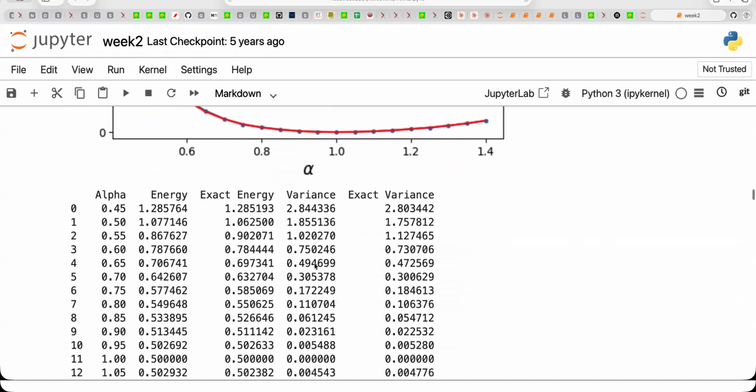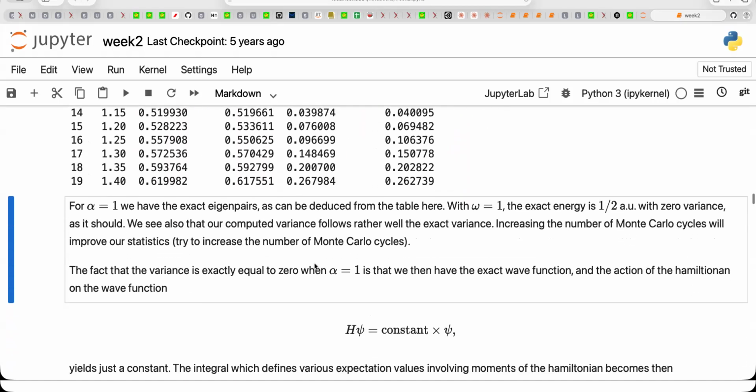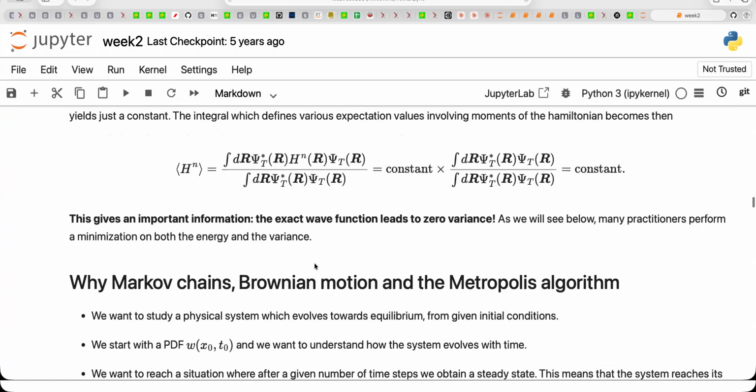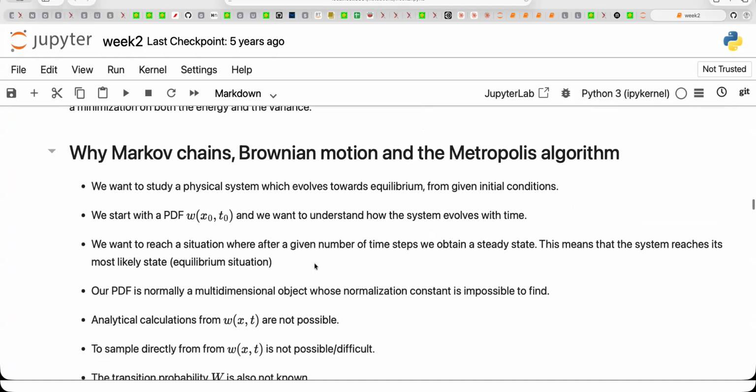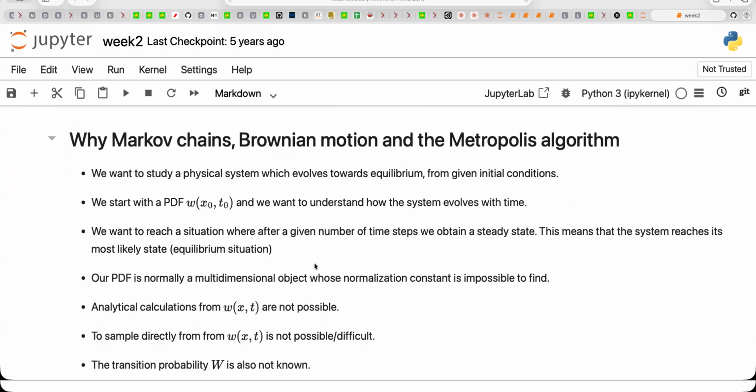Okay, so this is a kind of repetition of what we did last time. And if we now look at the Markov chain here, why do we use Markov chains?